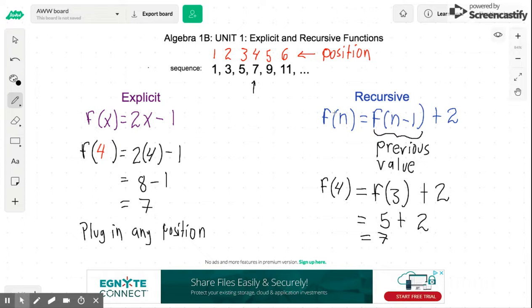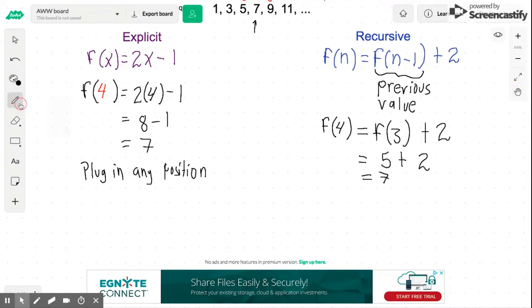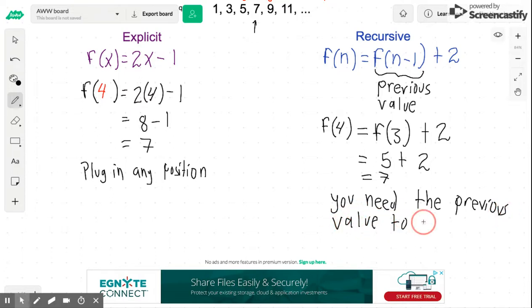The only difference with recursive, you need the previous value to get the next. And I'm going to write it down, and I suggest you write it down in your notes too. For recursive, you need the previous value to get the next.